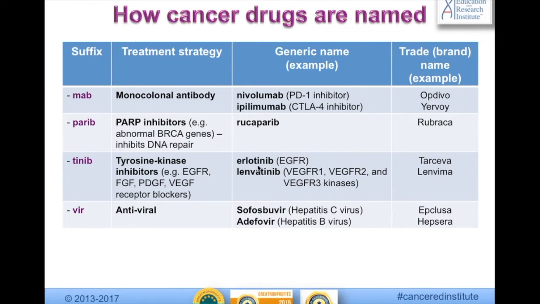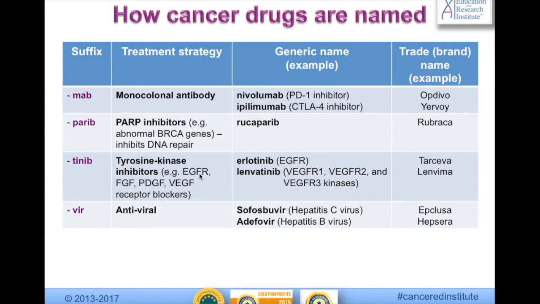Another example I gave you was erlotinib, right? Erlotinib was directed against a mutant version of EGFR. When we look at erlotinib, it has an ending of tinib. So all cancer drugs that end with tinib are tyrosine kinase inhibitors. Tyrosine kinases can be EGF receptor, and the receptors also for FGF, PDGF, VEGF. So these, as you can see, they're all GF. What does that mean? These are all growth factors. These are involved in cell growth.